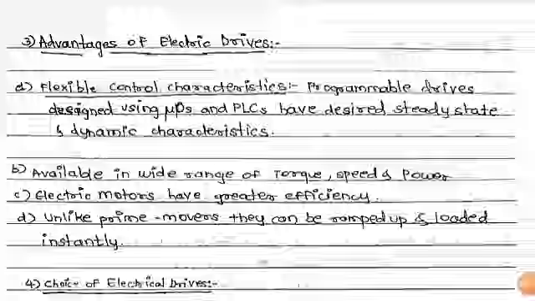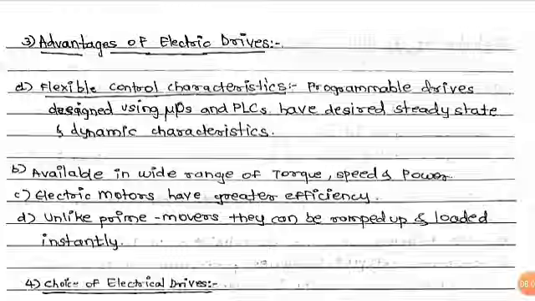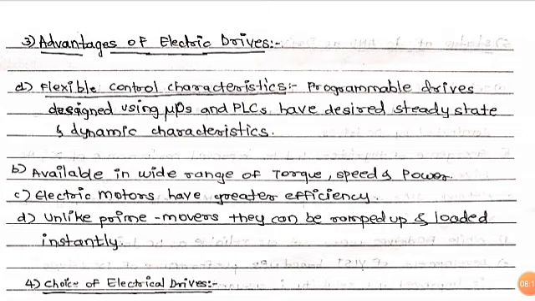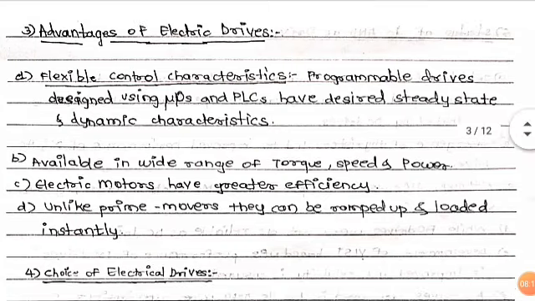Again, there are so many. Means it is a clean system, eco-friendly and all that. Then again, characteristics can be molded into all operating quadrants, 4 quadrants.